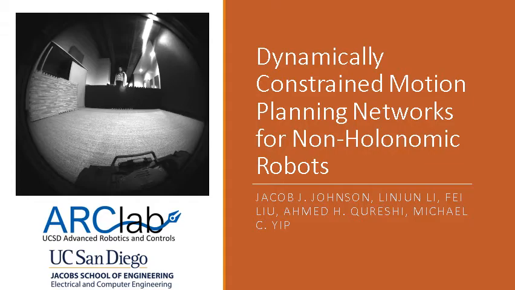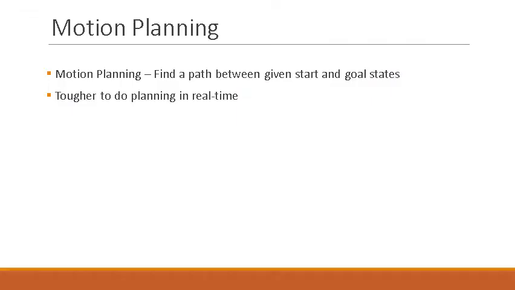to traditional methods. The motion planning problem is among the core robotics challenges, which aims to find a path between a given start and goal state, while satisfying a set of desired constraints. The problem is made even more challenging when planning must be done in real time.